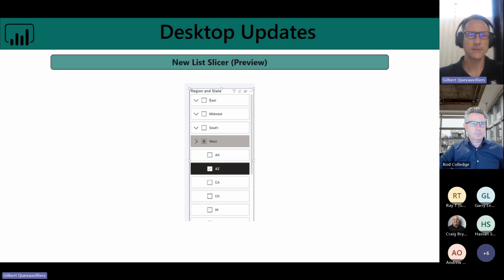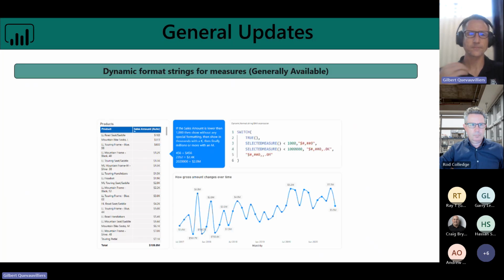There's also a new list slicer, which is in preview. Again, they're just trying to update the slicer, and this is the first iteration of the new list slicer, if that's something that might be of interest to you. Then the dynamic format strings for measures is now generally available. Previously, it was in preview, so now it's fully supported, and you can use the dynamic format strings.